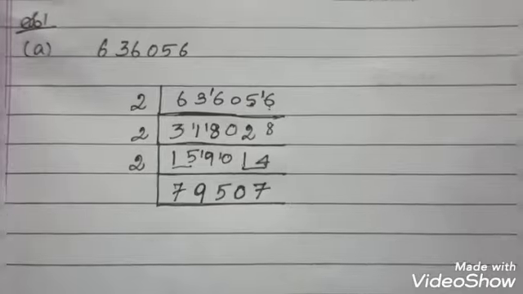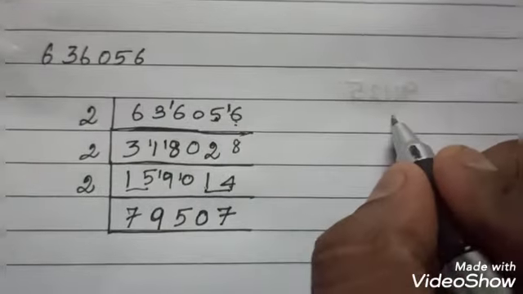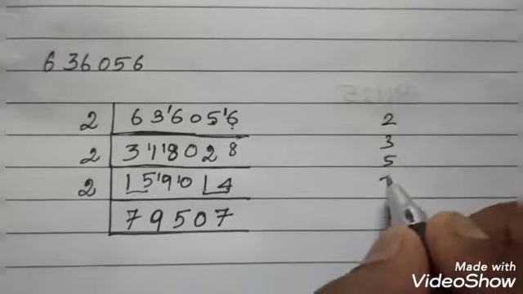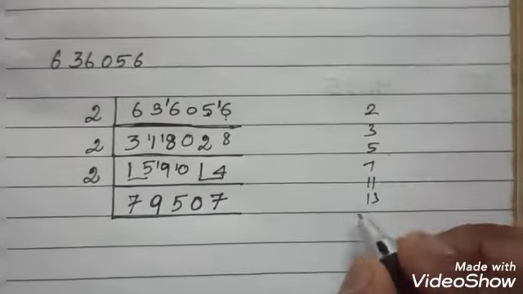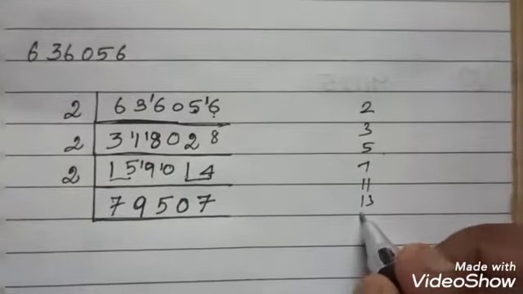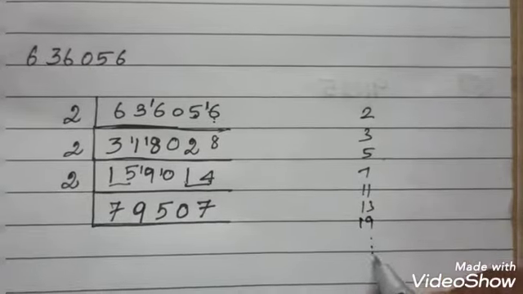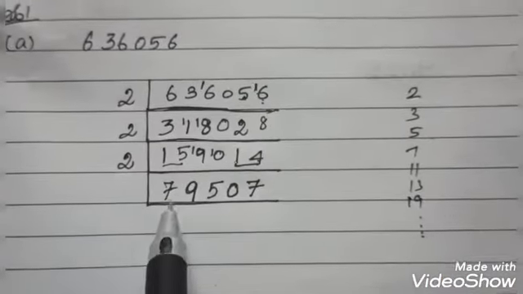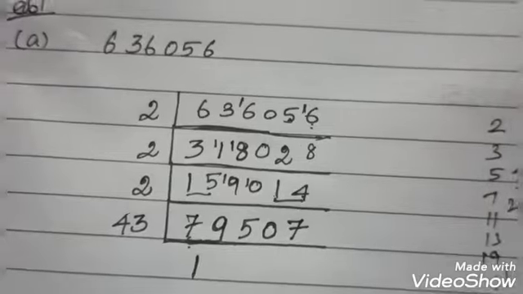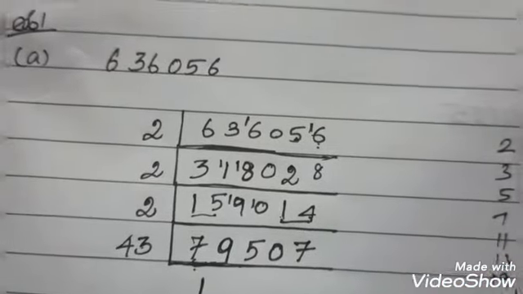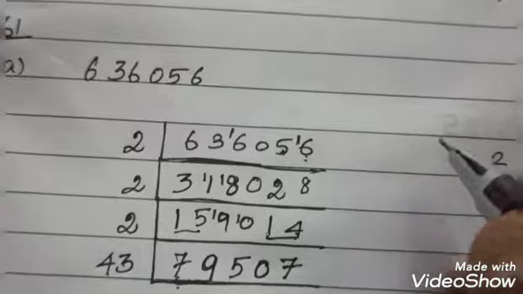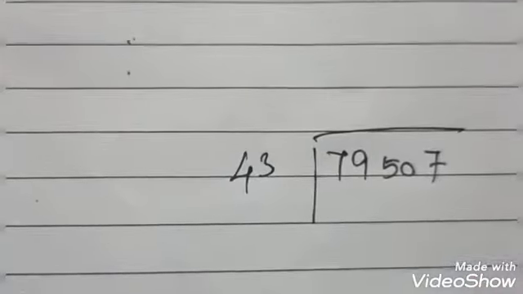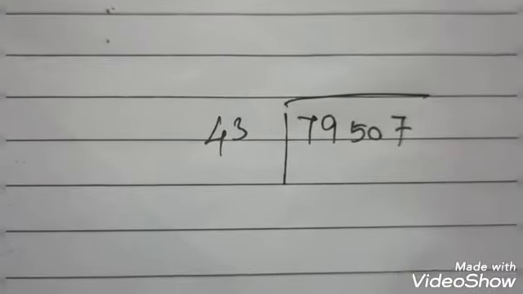So now you check with the prime numbers. Prime numbers are 2, 3, 5, 7, 11, 13, 19, etc. Checking with the prime numbers, this one can be divisible by 43. So directly you go with the normal division method. 79,507 can be divisible by 43. 43 1s are 43 and 43 2s are 86.